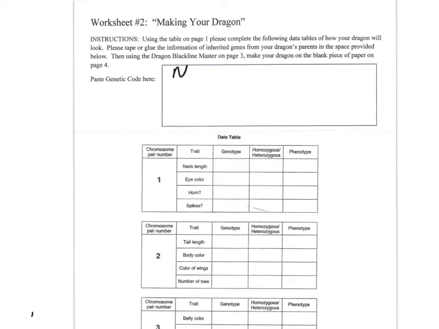But then I get 2 alleles because I'm making the parent here on this worksheet. You're making your dragon, not your baby. So you have a capital N, and I have to flip my coin again. Oh, I got tails, so that's lowercase n. So that's big N, little n.